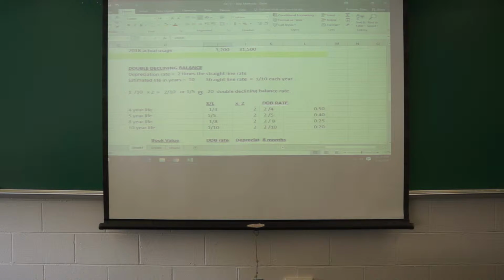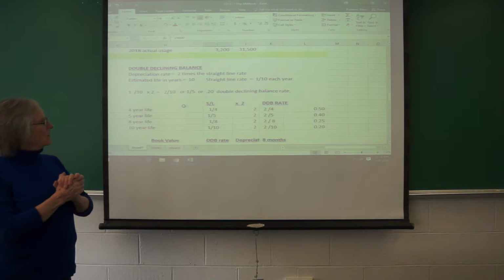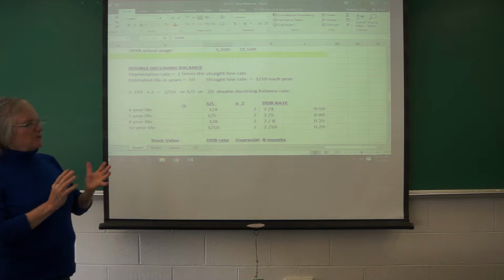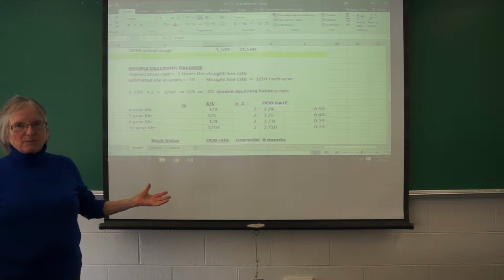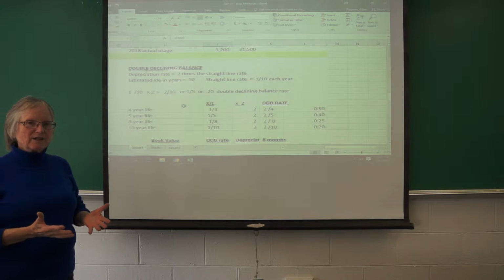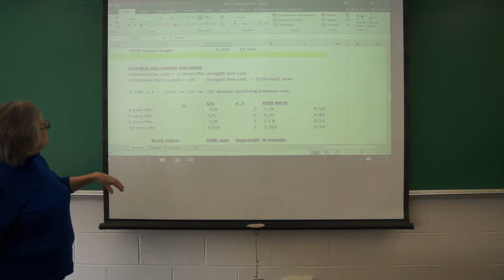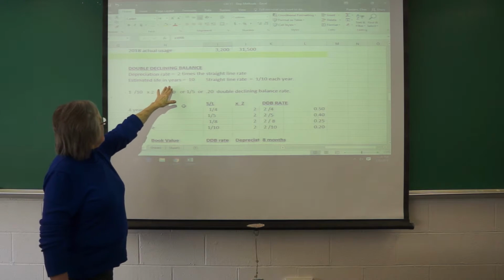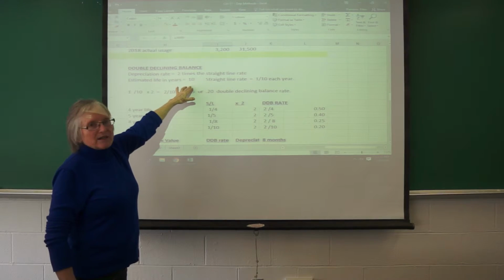And then the first thing we actually have to figure out is what the rate is going to be. And when you say double declining, it has to be double something. So what's it double of? Well, it's double the straight line rate for that asset. And so the straight line rate, the estimated life of this asset is 10 years.